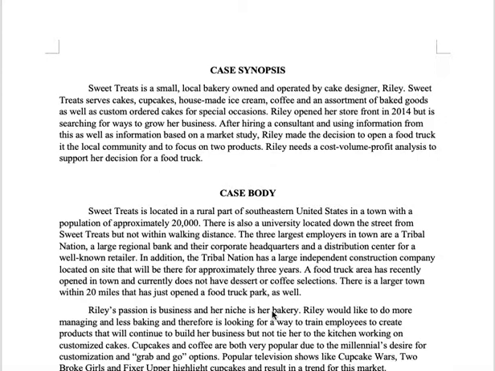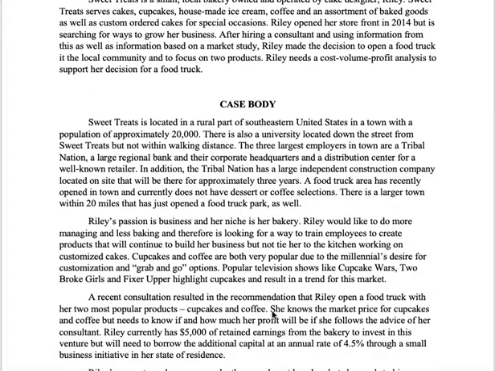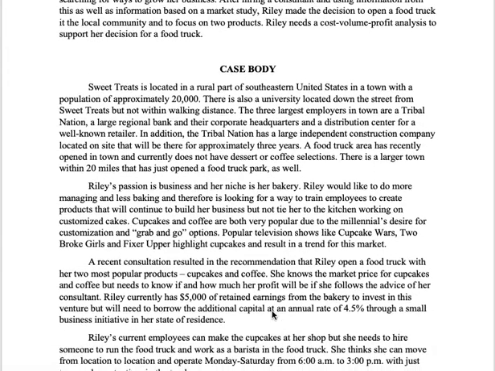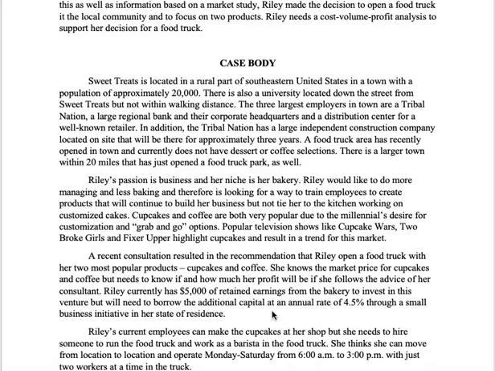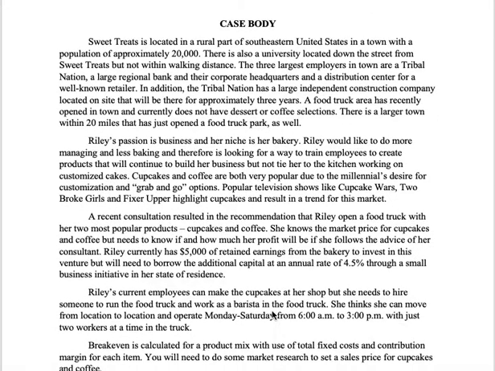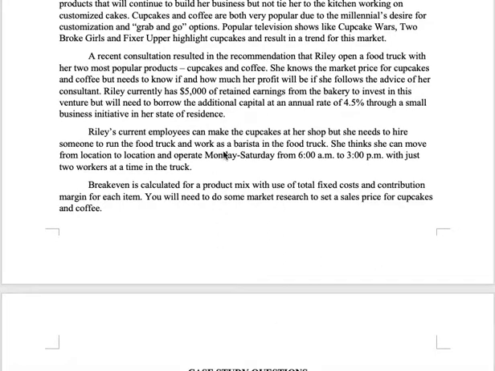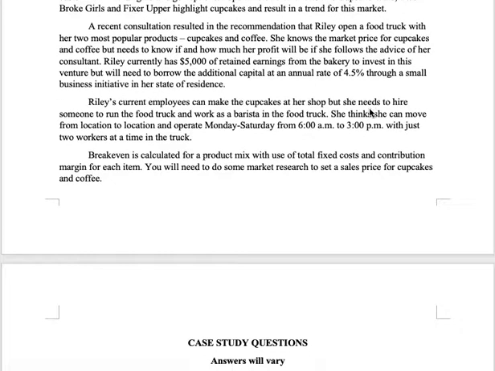So this bakery is in a small town. There's a university, there's a large tribal nation, there's a large regional bank, a distribution center, there's a construction company. The town is growing rapidly. There currently is no food truck that sells desserts. So there's an opportunity here. We know the opportunity's there. The owner has a little bit of money, you can see, but also has an opportunity to borrow some money at a reasonable interest rate through a small business initiative.